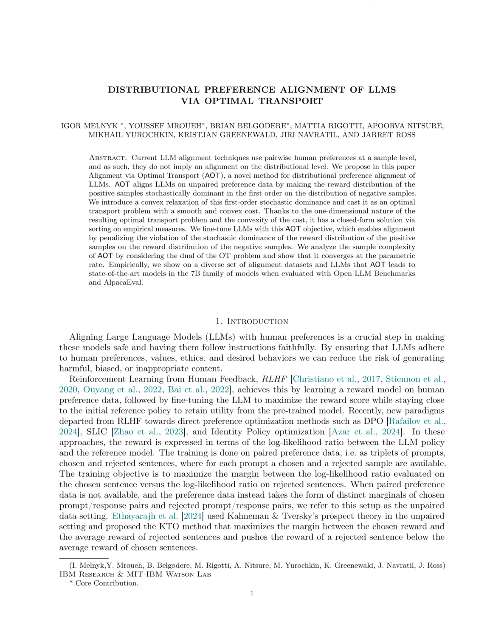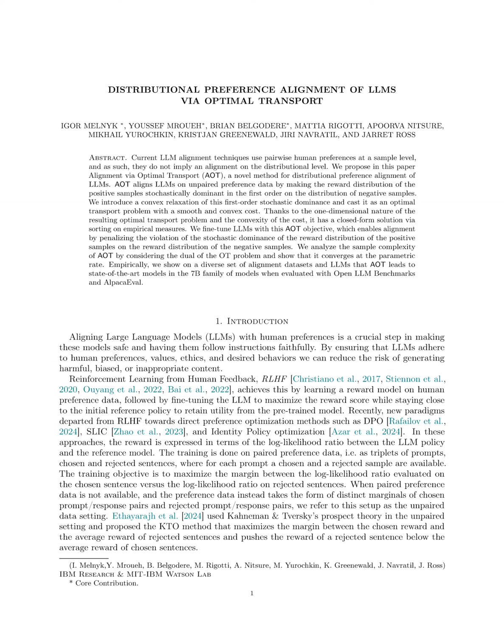The new method, Alignment via Optimal Transport (AOT), aims to solve the problem of aligning large language models, LLMs, with human preferences by introducing a distributional optimization approach for fine-tuning LLMs from human preference data. This method focuses on inducing stochastic dominance of the reward distribution of chosen responses over rejected responses, ensuring that the preference is reflected not only on average, but also distributionally.